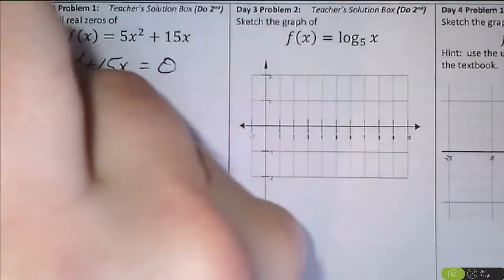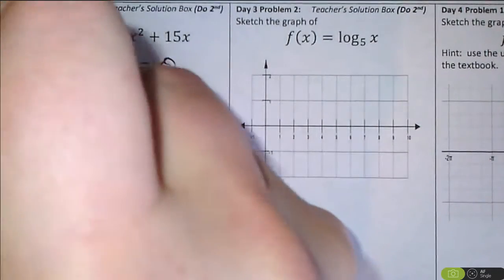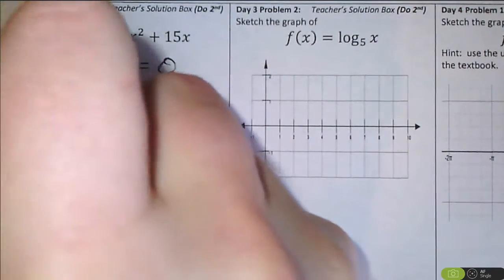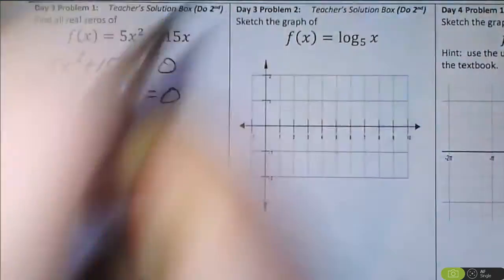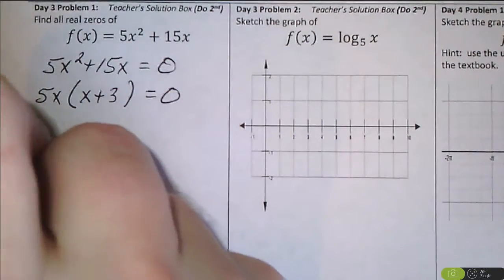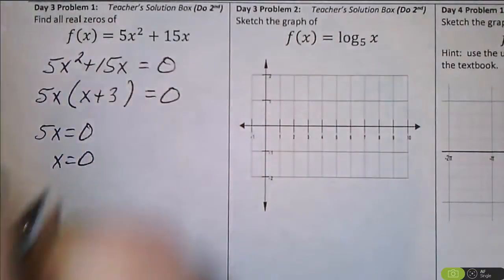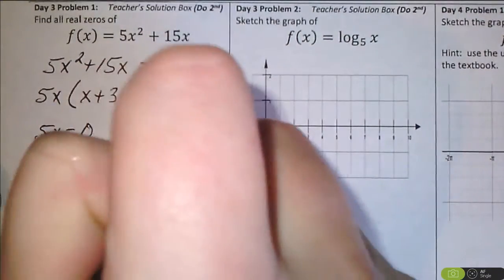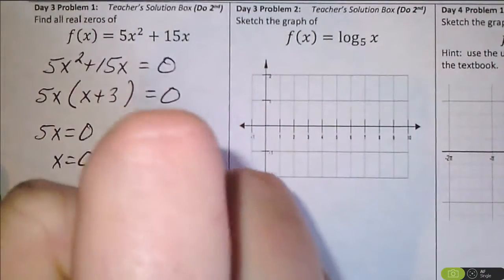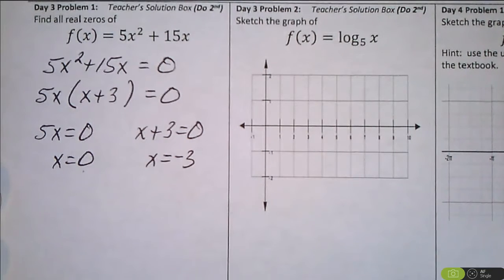This is factorable, so we'll factor out the greatest common factor of 5x. That leaves the other factor as x plus 3. And again, that's equal to 0. And then solve each of these. 5x equals 0, therefore x equals 0, and x plus 3 equals 0, therefore x equals negative 3. Here are the two solutions to the equation.